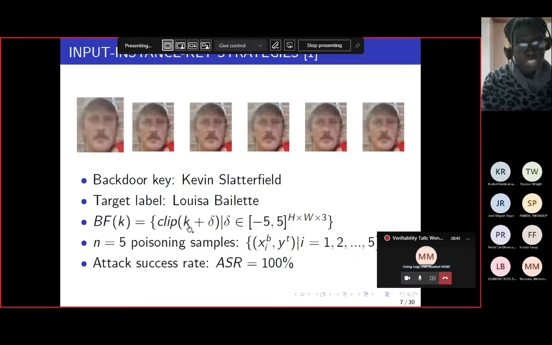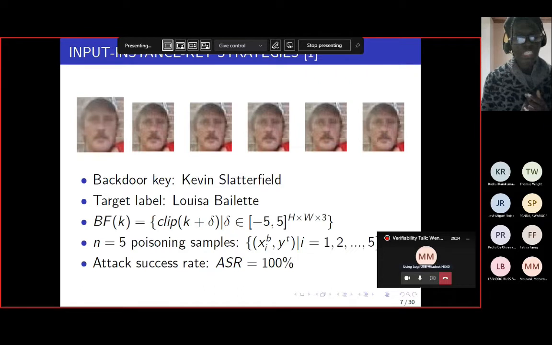They took the backdoor key and added random noise to the key. For the noisy key, they clipped each dimension into the pixel value range. In face recognition, we know that the input element can be the height of the image, the width of the image, and then a three-dimensional vector of pixel values, where three is the number of channels, for example, the RGB channels.